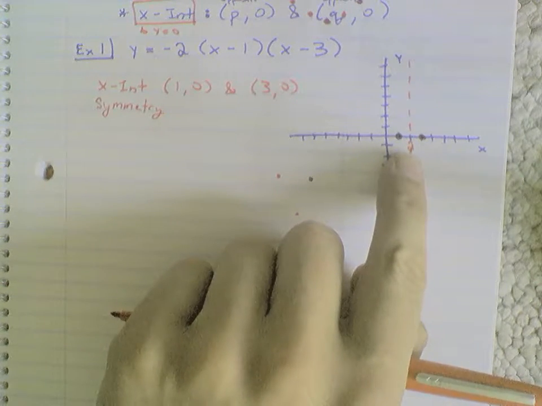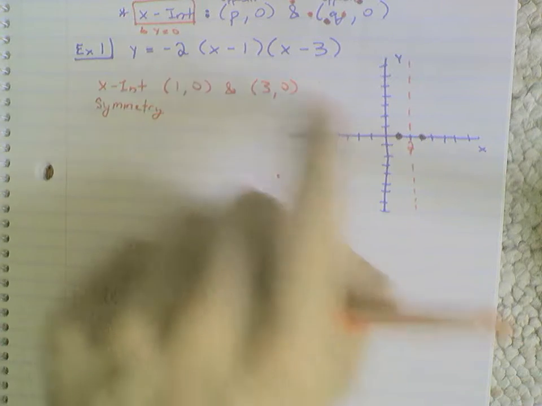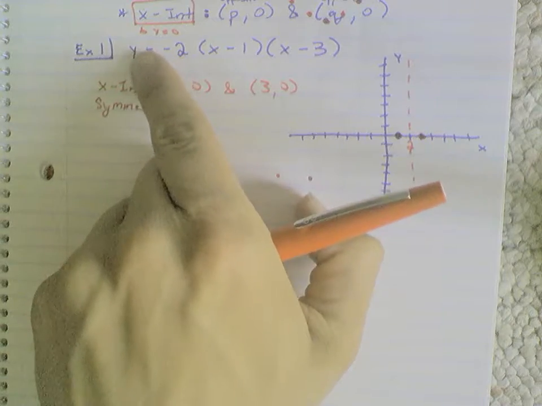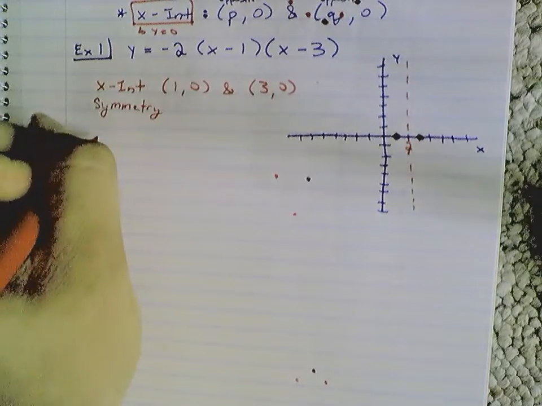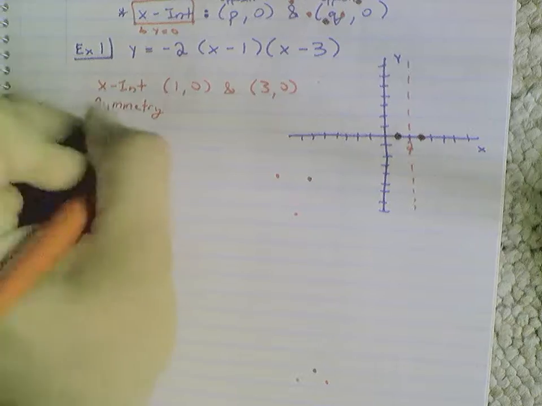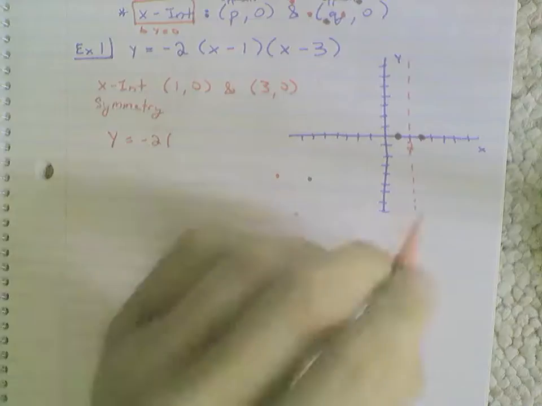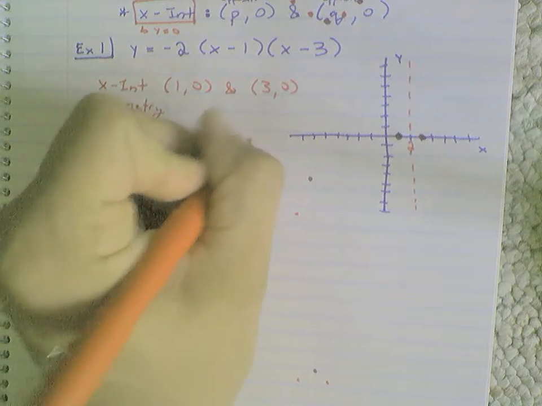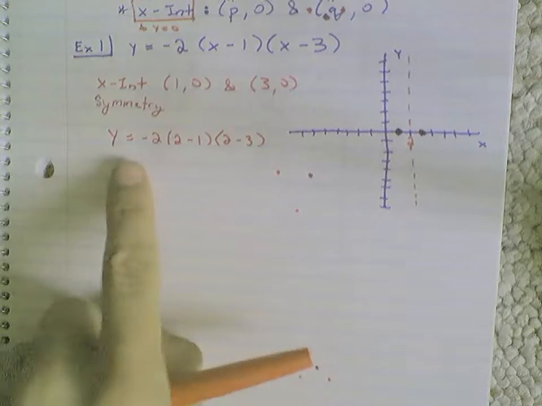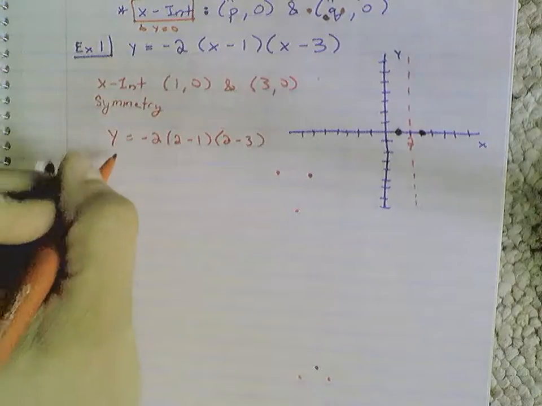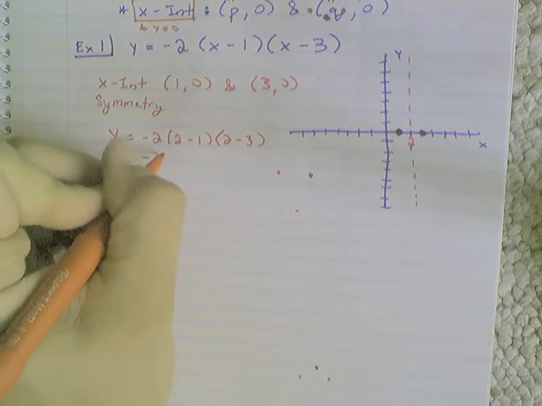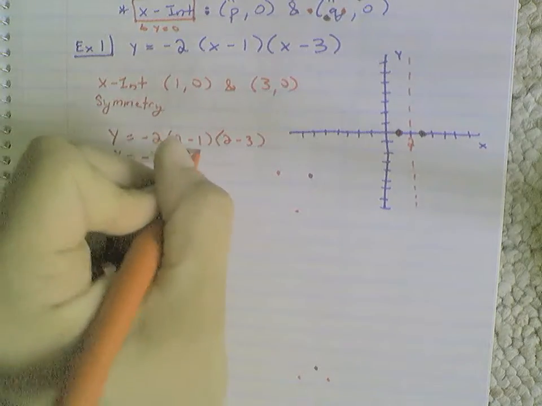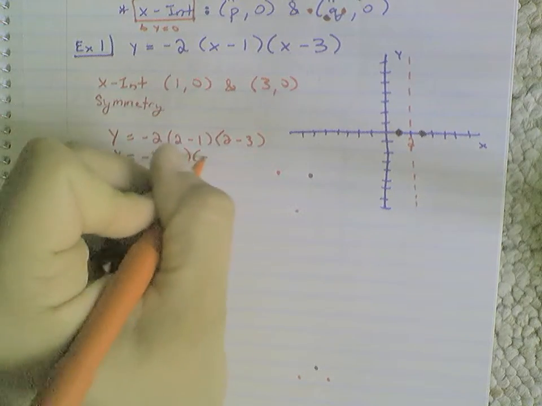So all I have to do to find the vertex is plug 2 in for my x values and solve for the y value. So for instance, if I take y equals negative 2 and I plug 2 in for the x and 2 in for the other x, now I just need to solve for what the y is. So y equals negative 2 times, well, 2 minus 1, that's just 1. And then 2 minus 3 is a negative 1.